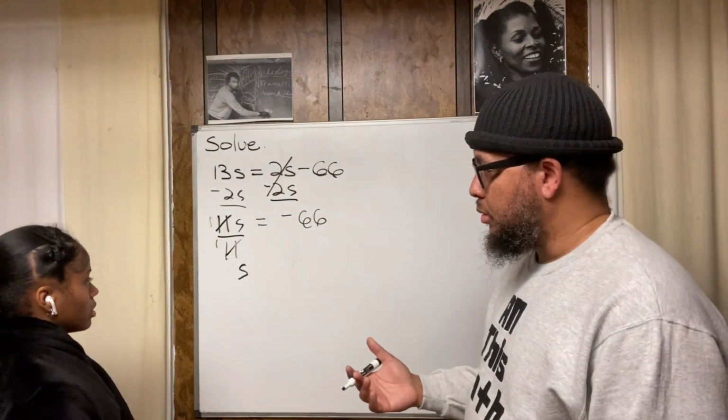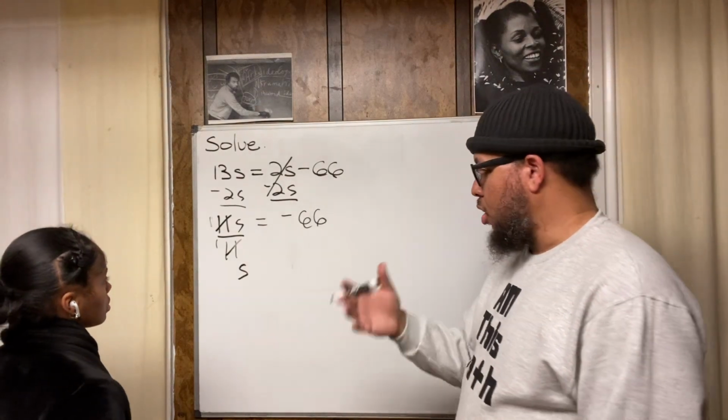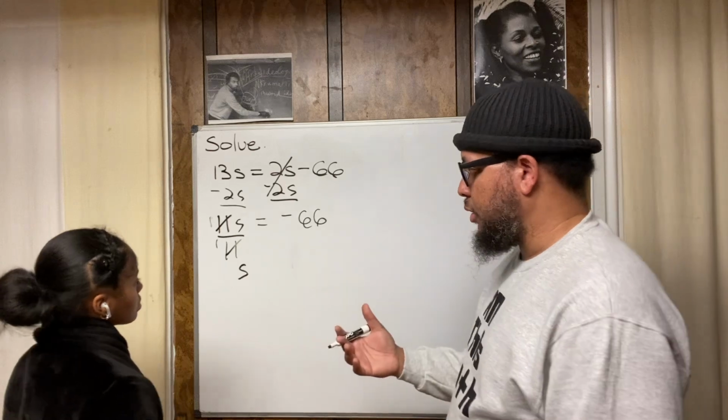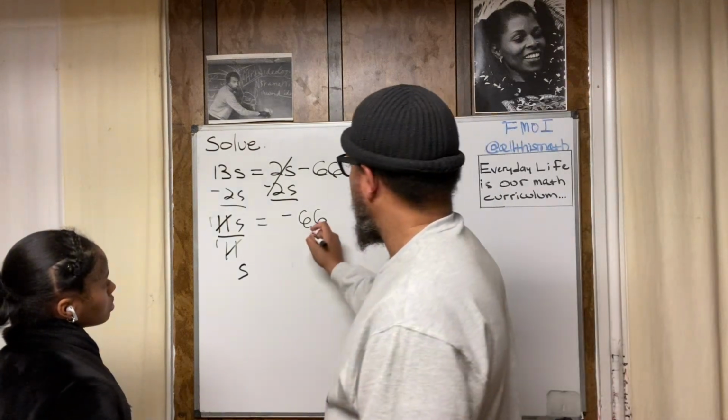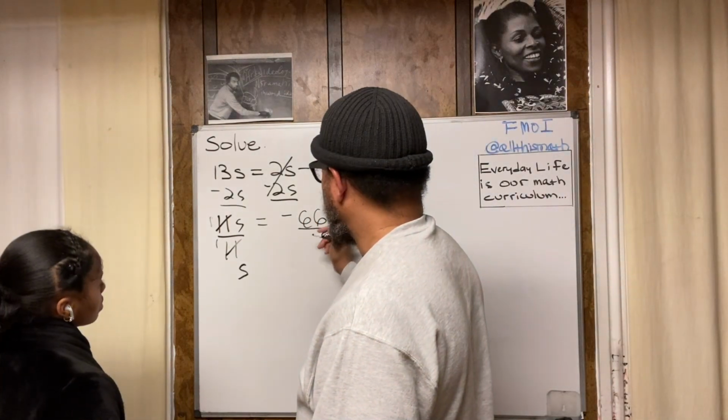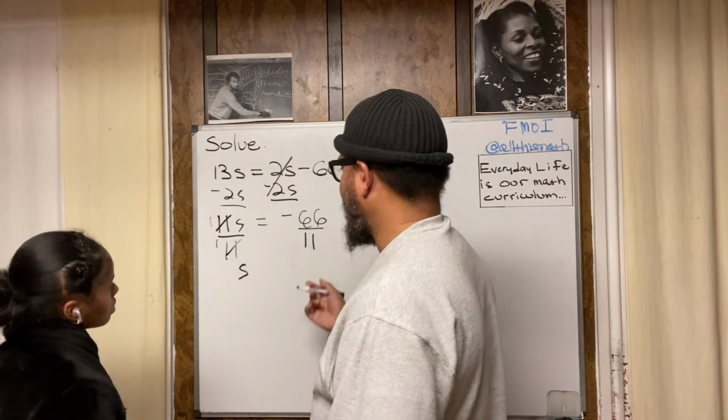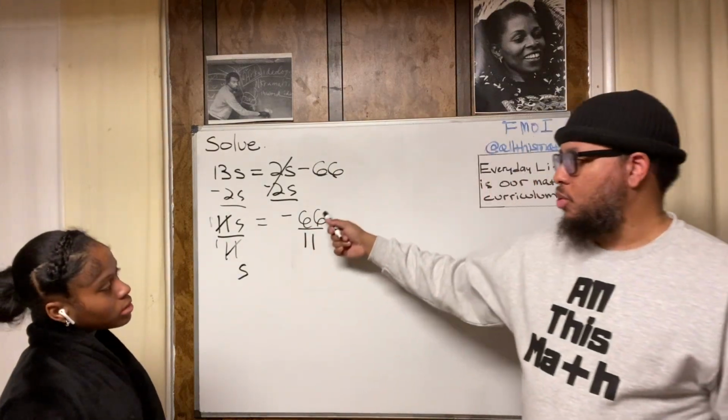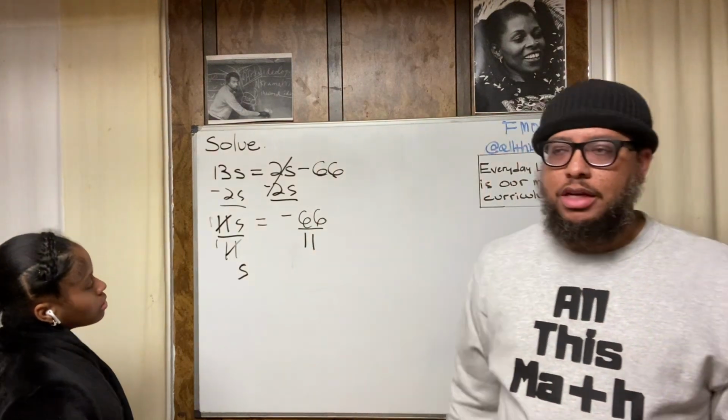Divide by what? 11. Be specific. Always tell the whole story. Don't leave parts of the story out. Don't just say divide. Say divide by 11. Don't be lazy. What's negative? What's the quotient? What's the quotient of negative 66 and 11?